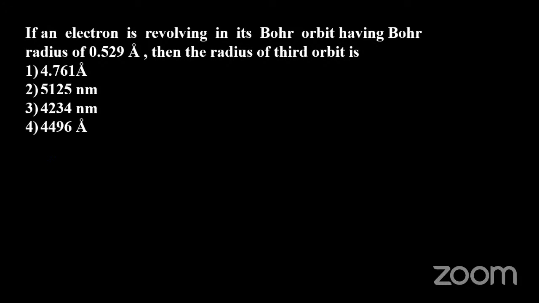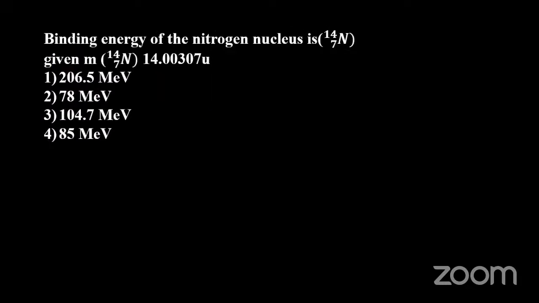An electron is revolving in a Bohr orbit having a Bohr radius 0.529. Then the radius of the third orbit: Rn equals n square times R1. For the third orbit n is 3, so n square is 9, and 9 into 0.529 should come close to 4.5, more than 4.5. So 9 into 0.529, approximately we'll get 4.716 angstrom. Go on to the next one.